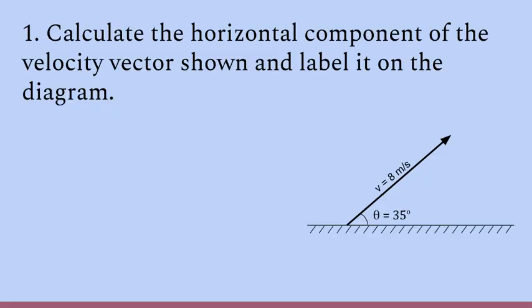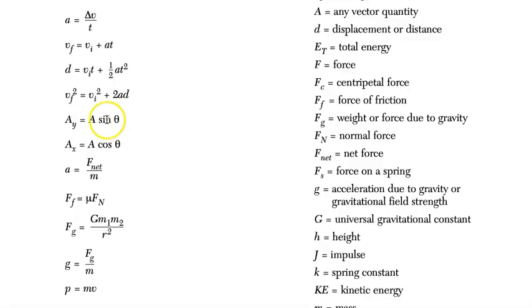Question 1 says calculate the horizontal component of the velocity vector shown and label it on the diagram. So for both the horizontal and vertical components, we're going to be using two formulas on the last page of the physics reference table. So Ay equals A sine theta and Ax equals A cosine theta.